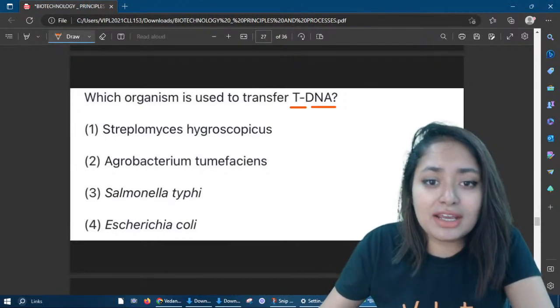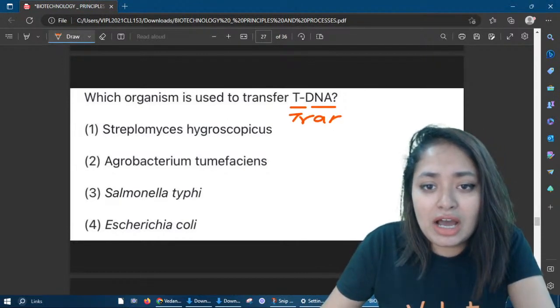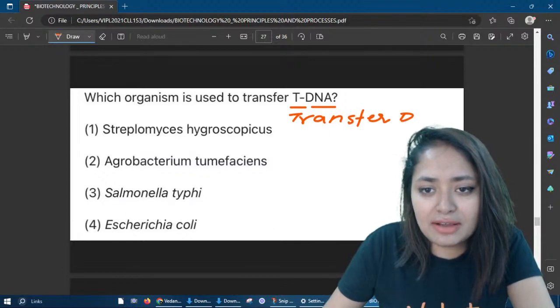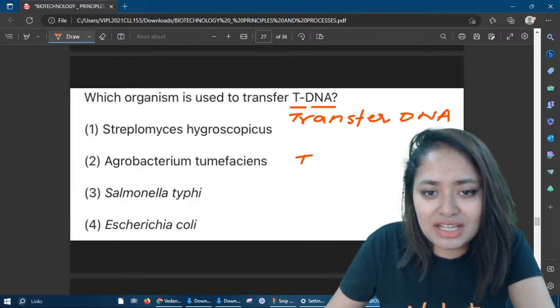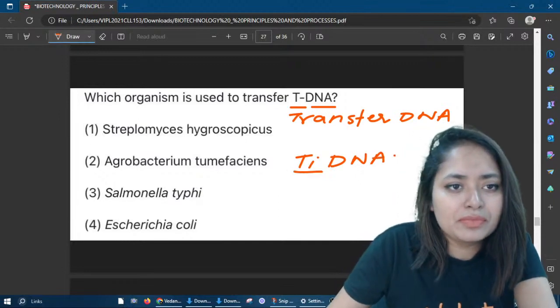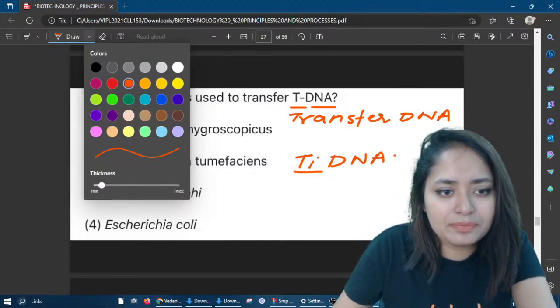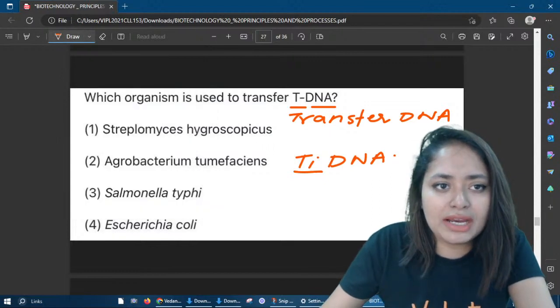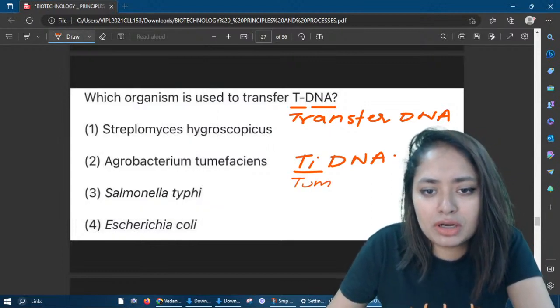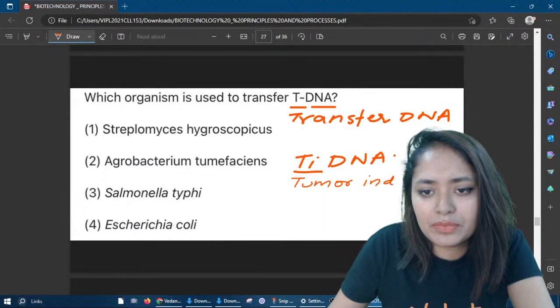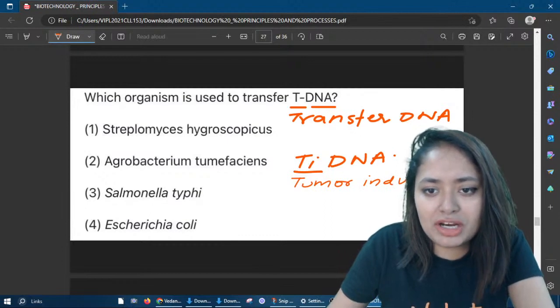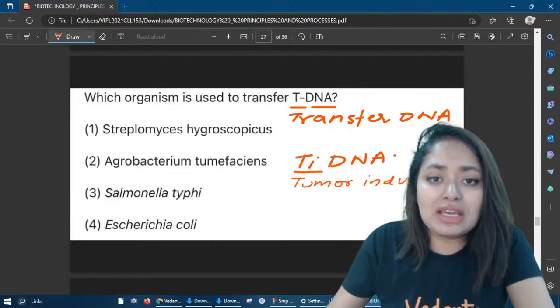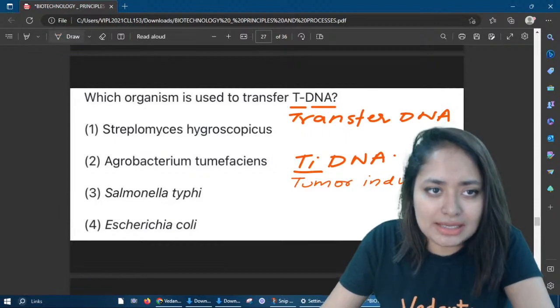What is tDNA? tDNA is transfer DNA? Are you sure tDNA is transfer DNA? So, then what is tiDNA? Give me the full form of tiDNA. Tumor inducing DNA. Correct? Tumor inducing plasmid. You have to be very careful, my dear children, what you are writing in the examination.